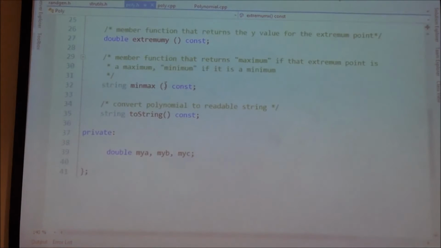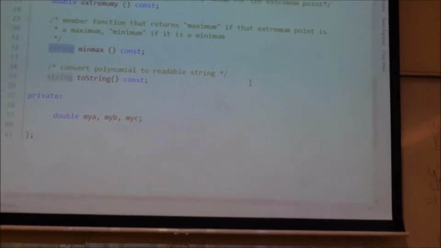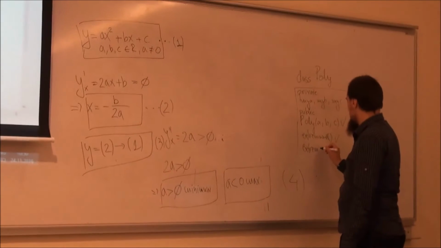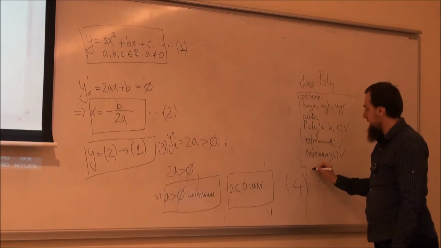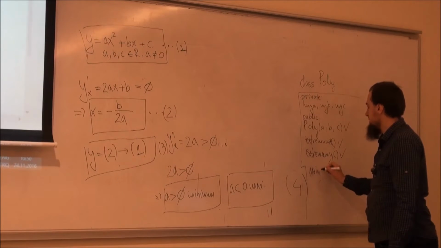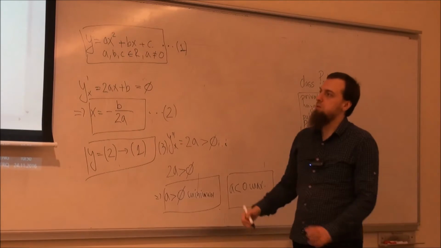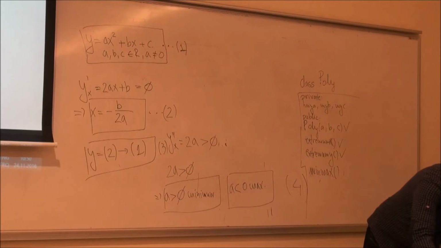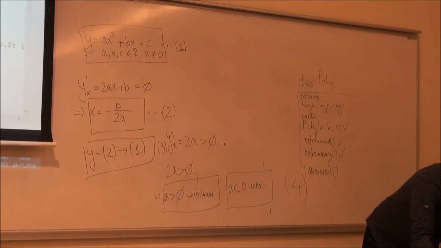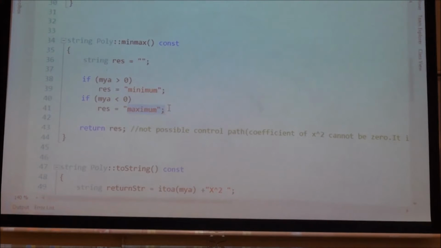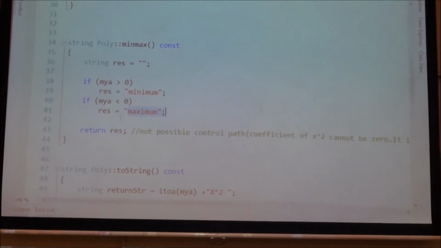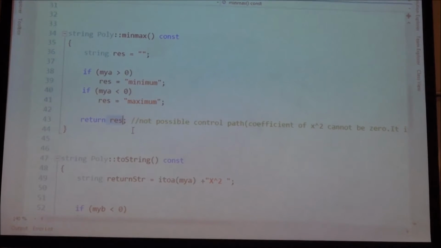Then we have what? Min-max. It returns a string, as you can see. And min-max tells us whether the extreme point that we have found is a minimum or maximum. So let me write it also. This is extremum y. We saw it. And what do we have else? Min-max. Another function that tells us whether the extreme point is a maximum or minimum. It returns a string. So you remember that when a was greater than 0, we had the minimum. That's why the result is minimum. Otherwise, when a was smaller than 0, we had the maximum. So result is initialized as maximum, and we return the result. Okay, so this is min-max.